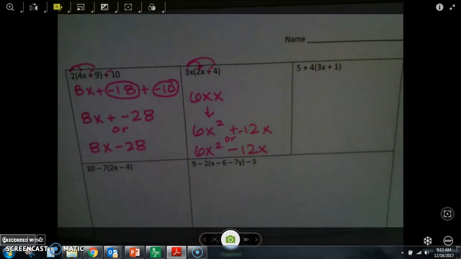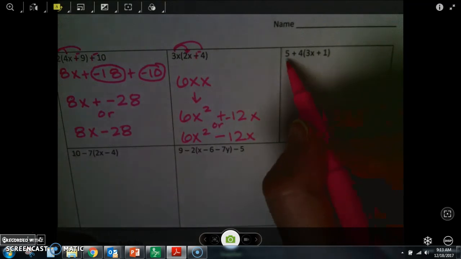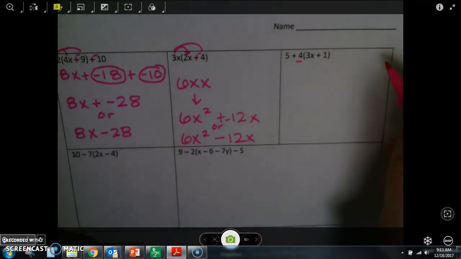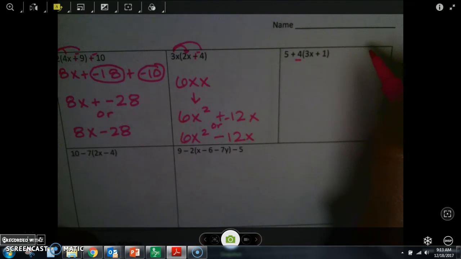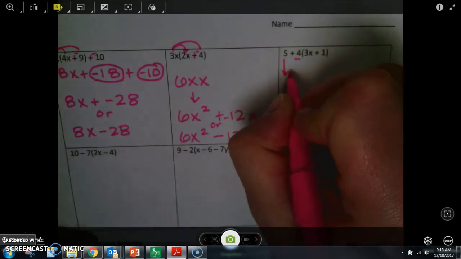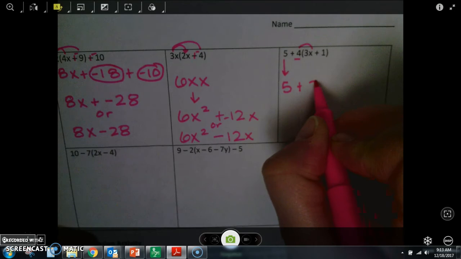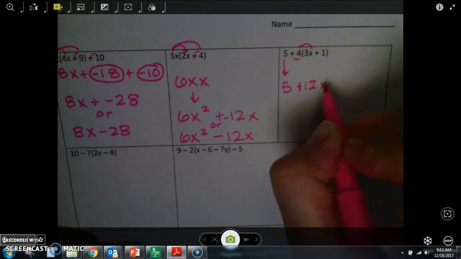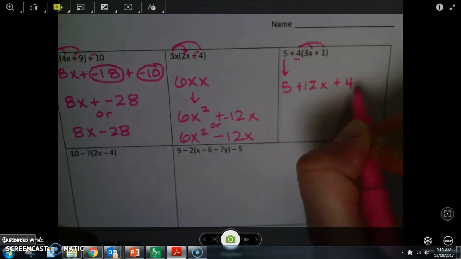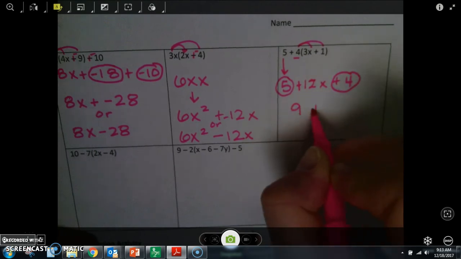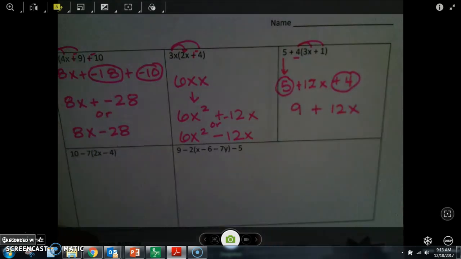Okay, the next one, this is where it gets a little bit tricky. The number that I'm distributing is the 4. The 5 is not being distributed because it's not directly touching the parentheses. So I'm going to bring down the 5 for later. Now I'm going to distribute. So 4 times 3x is 12x. 4 times 1 is 4. I'm not done yet because 5 and 4 are like terms. So 9 plus 12x would be my final answer.